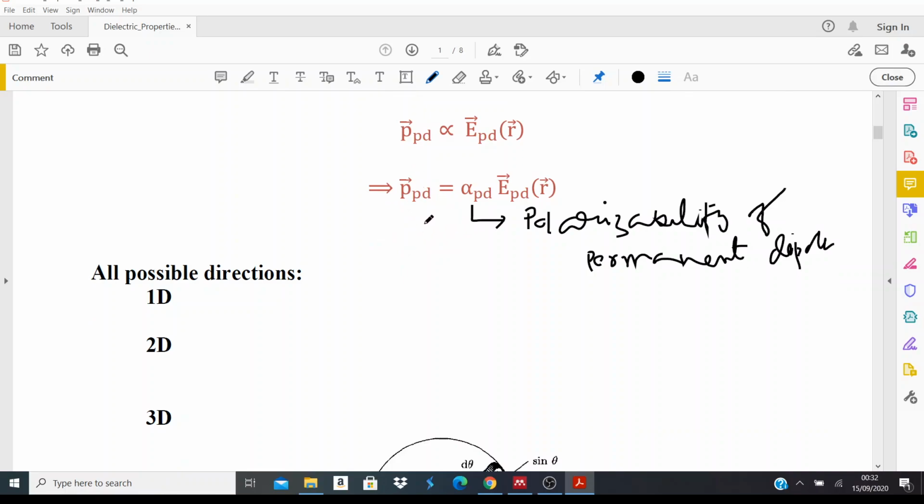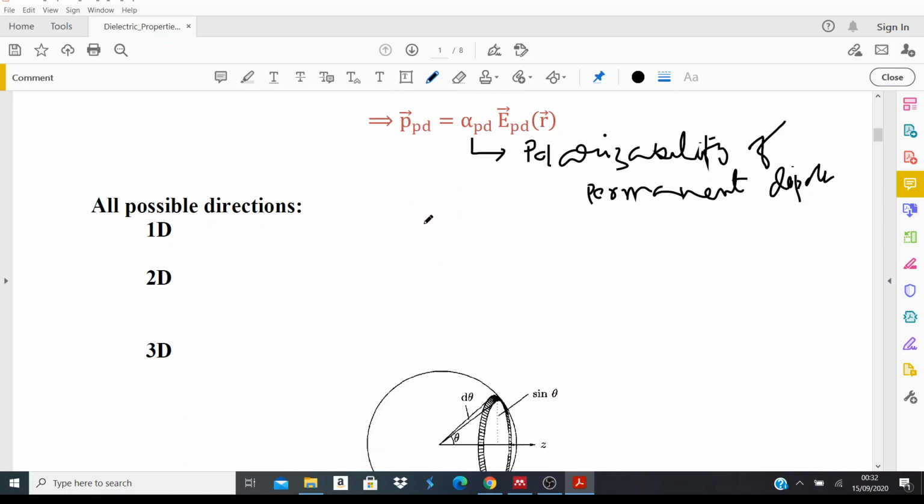Now, to understand how we calculate this, let me ask you some questions. Let's say we want to represent all the possible directions in 1D. So that's a one-dimensional line, and that's our origin. What are the possible directions? Either from the origin to the right or from the origin to the left, right? These are the only two possible directions in 1D. That covers every direction in one dimension.